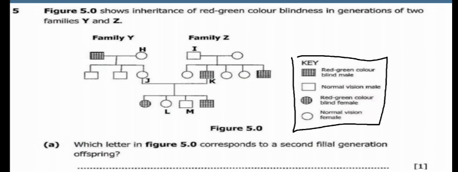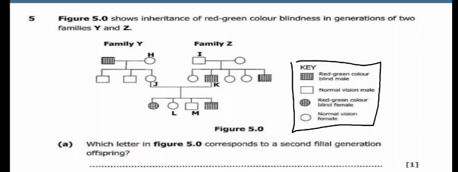Now remember, I'm saying that a female can be a carrier. Okay? A female can be a carrier. Now, if a female is a carrier, it doesn't mean that that female is affected by hemophilia or red-green color blindness or any example of sex-linked characteristic. Now we have the first question, which is saying, which letter in figure 5.0 corresponds to a second filial generation offspring? So to answer this one here, we have 2 families here.